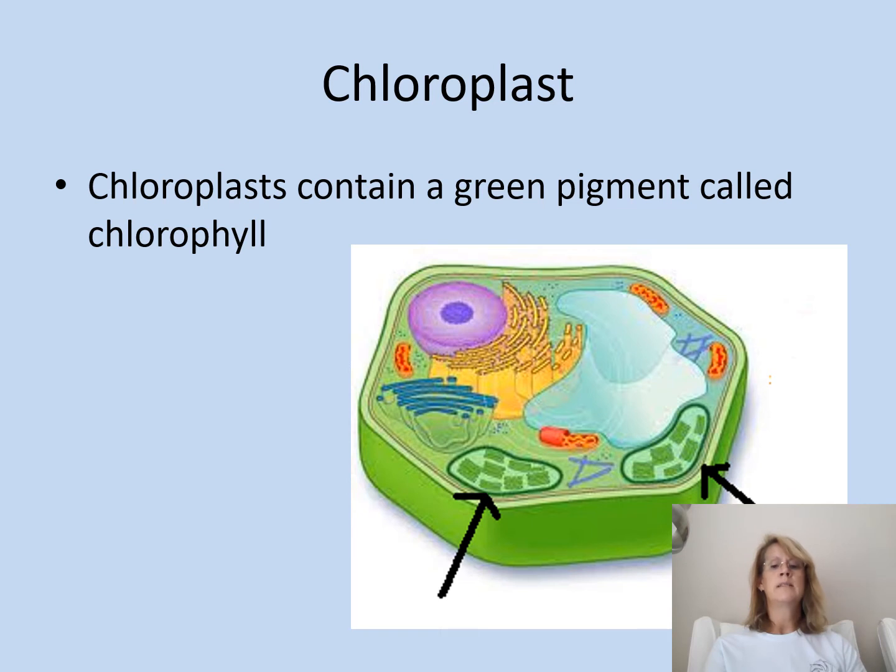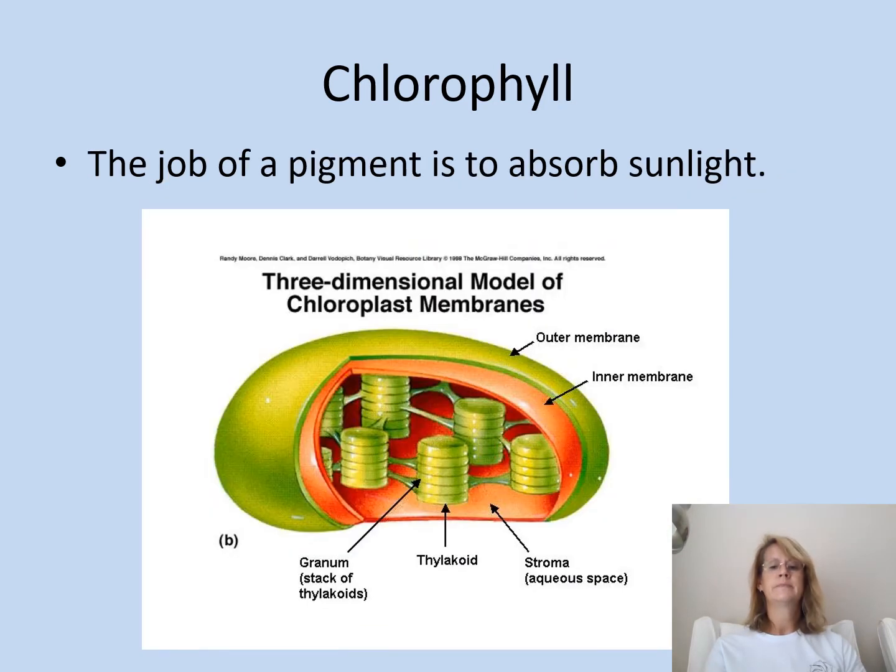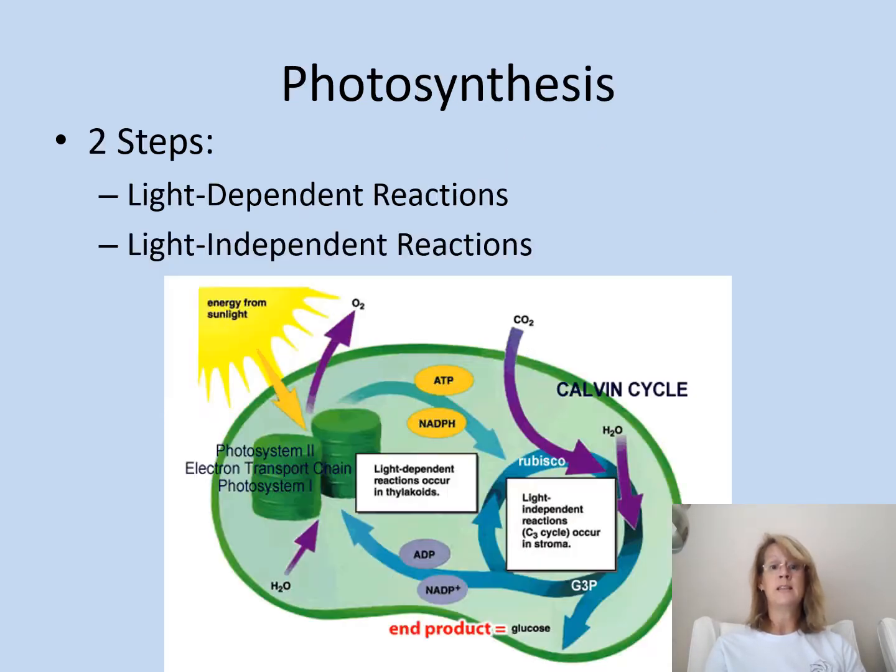So here we go. Again, chloroplasts contain chlorophyll, and the job of a pigment is to absorb sunlight. So we're going to talk about how the plants use that sunlight. As you can see here, there's two steps to photosynthesis. One's called the light-dependent reactions, and the other's called the light-independent reactions. Now, you'll hear me call the first one the light reactions, and you might hear me call the second one the dark reactions. Well, that's what they were called a few years ago, but they've kind of gone away from that because it gave some people some misleading information.